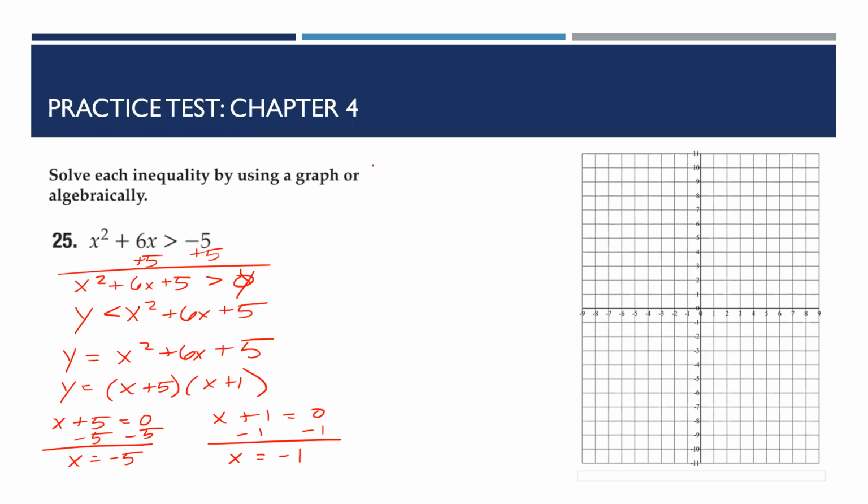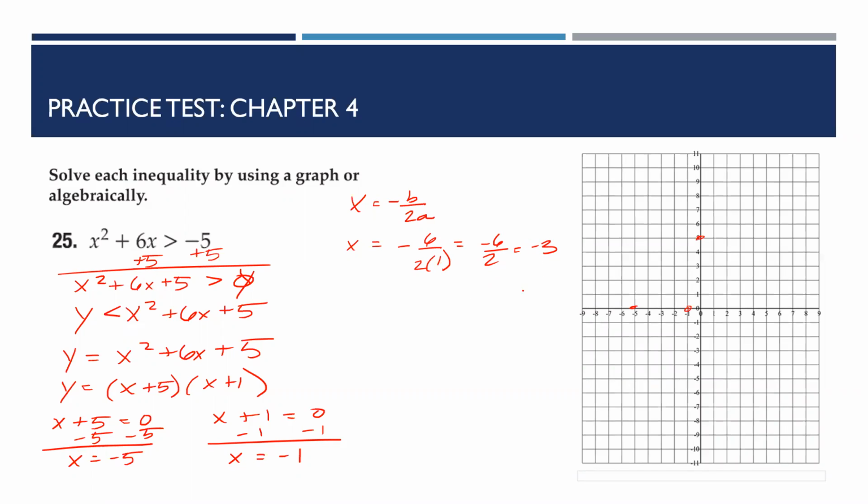So now I know that on this graph, one of my roots is negative 5, so there'd be a point here, and then the other one is negative 1. So I know my parabola is going to cross the x-axis there, and I also know that my y-intercept is positive 5 right here. Okay, so now I just need to know my vertex. That's going to be x equals negative b over 2a. So this is x equals negative 6 over 2 times a, which is 1. So this is negative 6 over 2, which is negative 3.